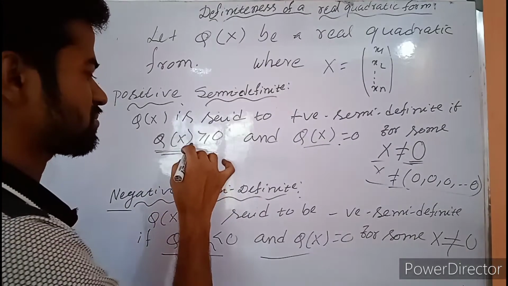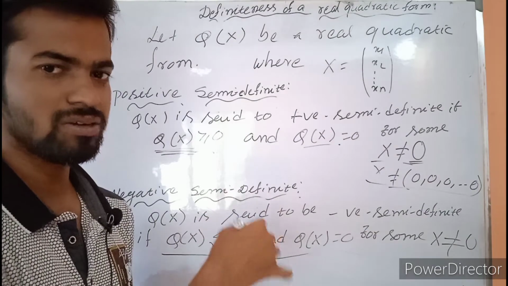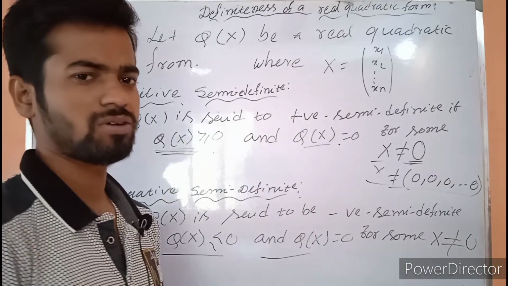But here for positive semi-definite, Q(x) is greater than or equal to 0 and for some non-zero x, Q(x) equals 0. Okay, this was the topic for today.